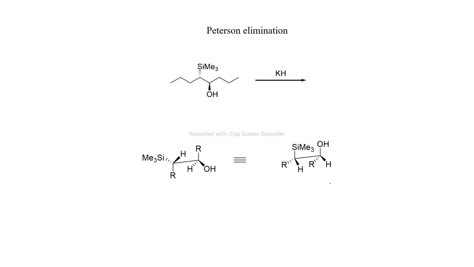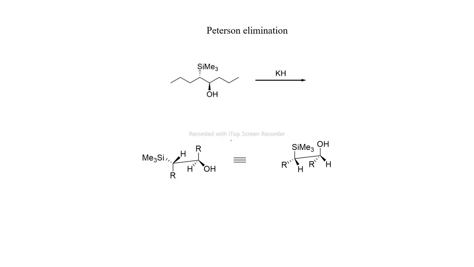There are two conditions where the Peterson elimination happens: one is acidic condition and another is basic condition. In acidic condition, basically the elimination happens with an anti-periplanar type transition state, but in this particular case, there will be a syn-periplanar geometry, and the reaction will happen like E1, not E1, like syn-periplanar geometry.